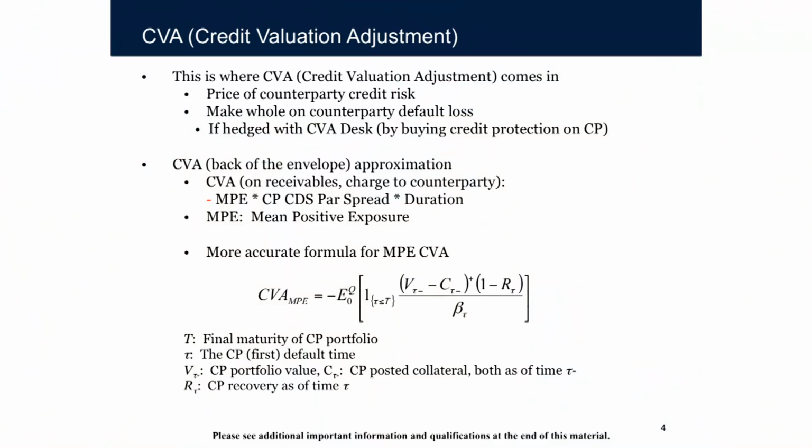Okay, now here's a more accurate formula for CVA on the NPE side, meaning on the asset side. To start with, there's an indicator function where this capital T is the final maturity of the trade or counterparty portfolio, and this tau is the counterparty's first default time. If tau is greater than this capital T, that means the default happens after the counterparty portfolio matures, and therefore we do not have counterparty risk. So that's what the indicator is about.